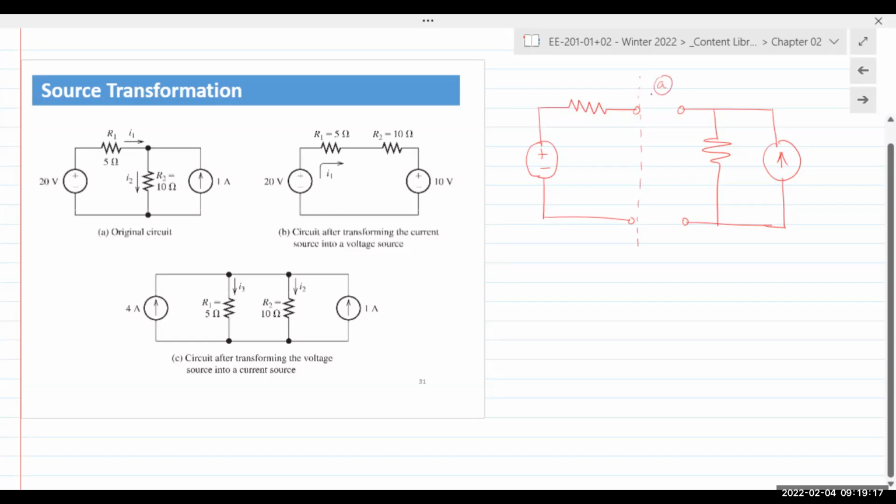This is A and this is B. They're part of the same nodes. We're cutting it in half, pulling it away from the circuit, transforming it, and then we push it back, or connect it back into the circuit. So when we do that, this current source and R2 can be transformed into a resistor in series with the voltage source. And it still remains terminal A and terminal B.